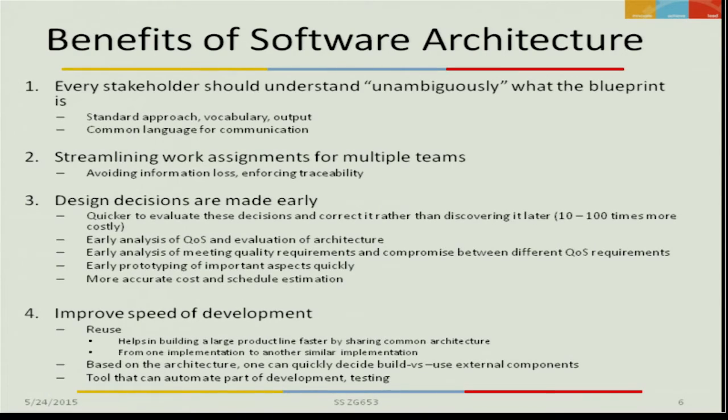Then tools that can automate part of development and testing can also be used. In fact, there are tools called model driven design, model driven development, which can generate code, or at least a part of the code, from the high level design, which can be created out of the architecture. Certain tools can be used to automate the testing also. So in a sense, architecture helps in using those tools.